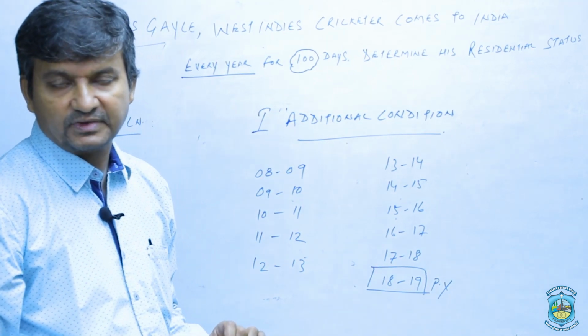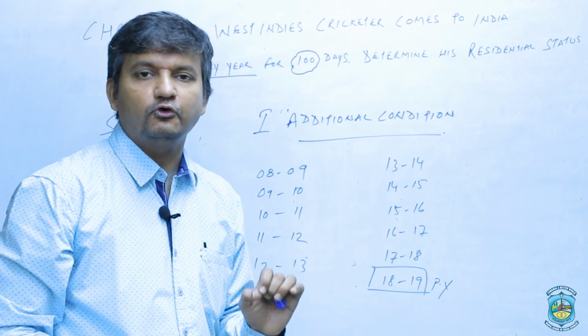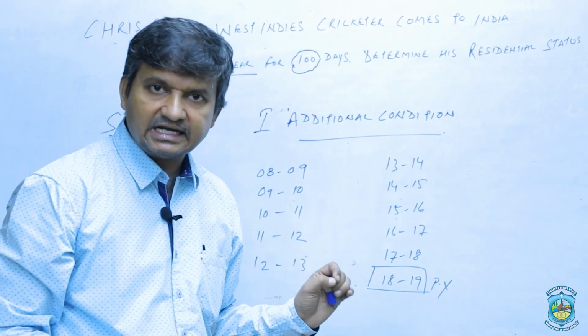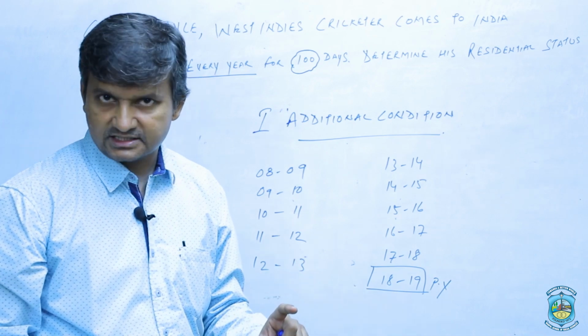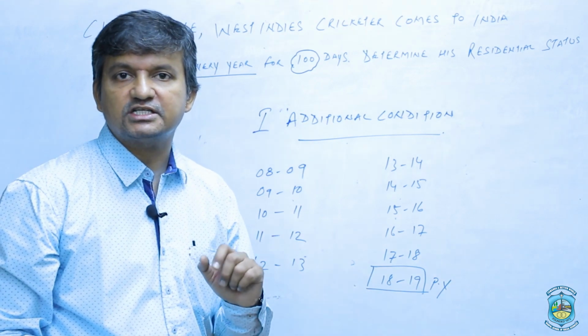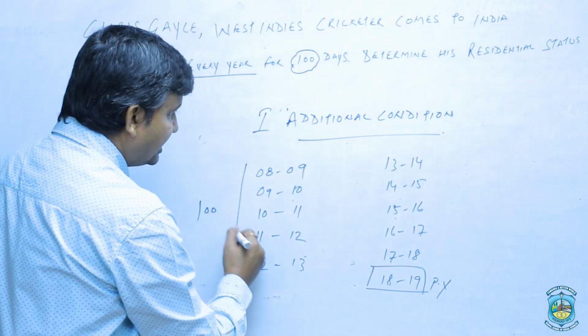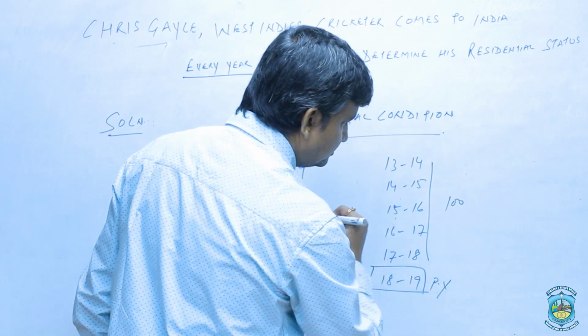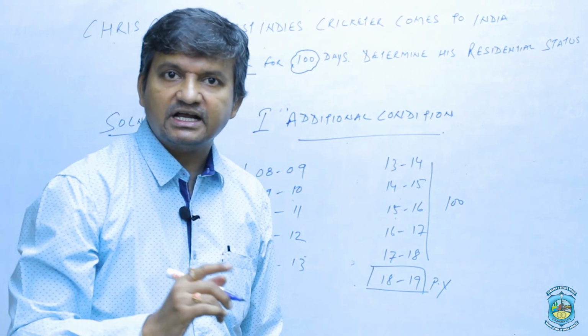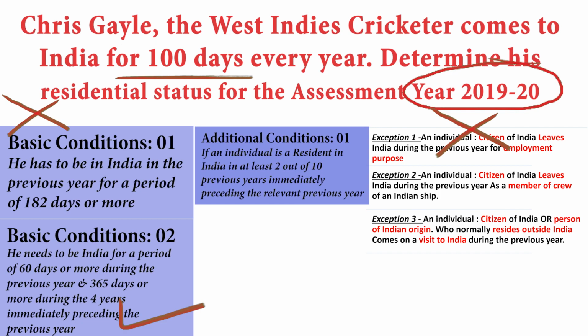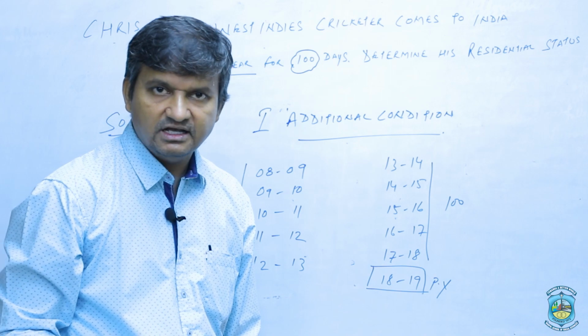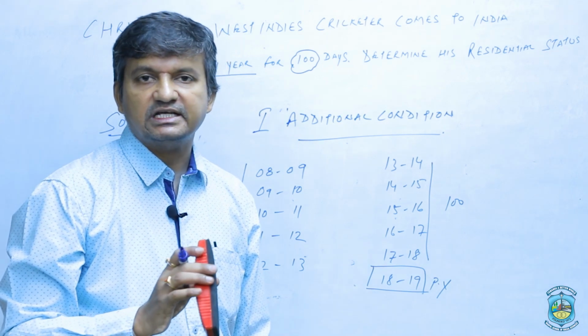What does that mean? It means that Chris needs to fulfill any one of the basic conditions in any of the 2 years. Now we will check both the basic conditions one by one. As Chris is coming for 100 days every year in all the years, does he fulfill the first basic condition? What does the first basic condition say? It says he should be in India for at least a period of 182 days. In any of these 10 years, is Chris coming for more than 182 days? No. It means Chris is not fulfilling the first basic condition.